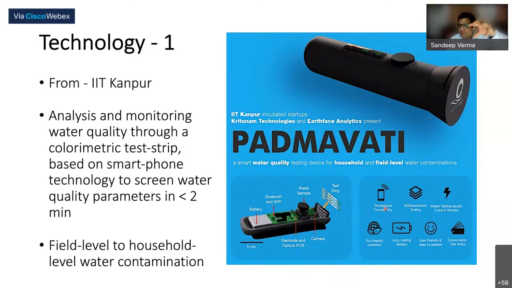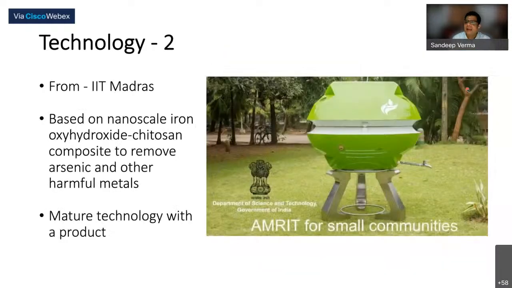So there is smartphone connectivity, there is multi-parametric testing. Instant testing means you take only 2 minutes. Only 2 minutes are needed to test a drop of water. It is eco-friendly, and the size and shape is such, I don't have to tell you, you can carry it around anywhere. So this is the innovation that has come out of the support that is being provided by us, and it's a technology that's already been translated, and it's going to be sold at some point of time.